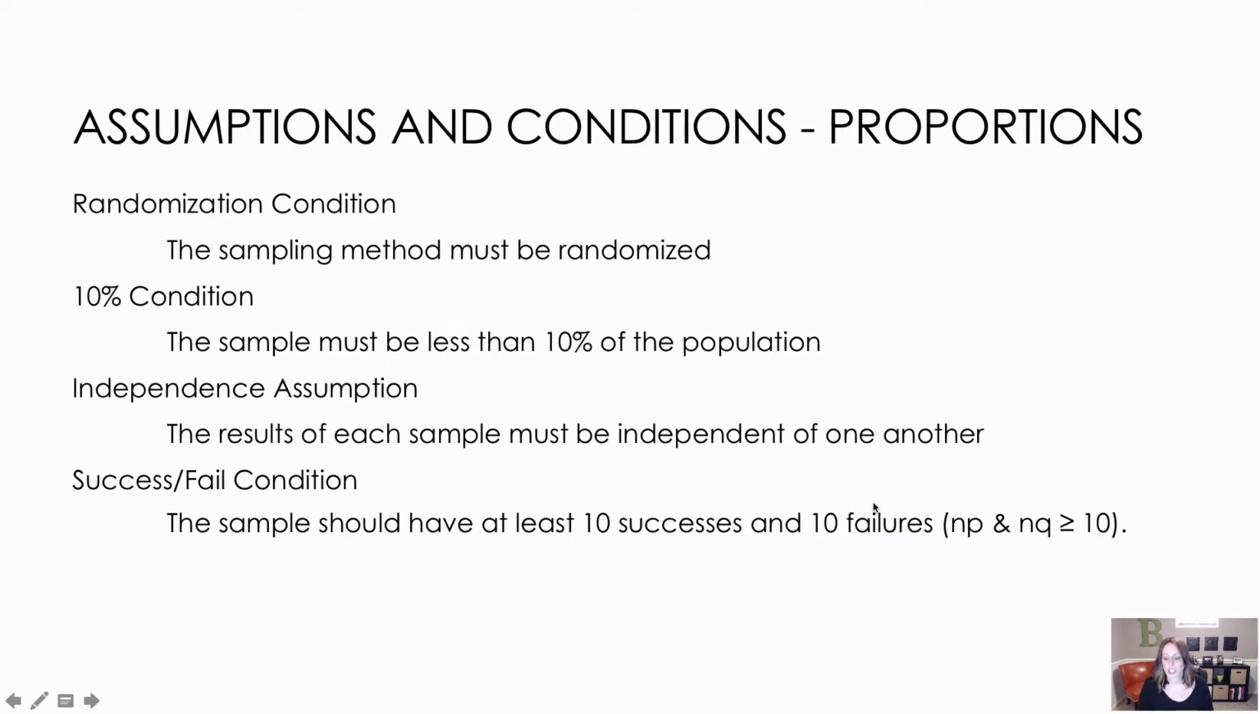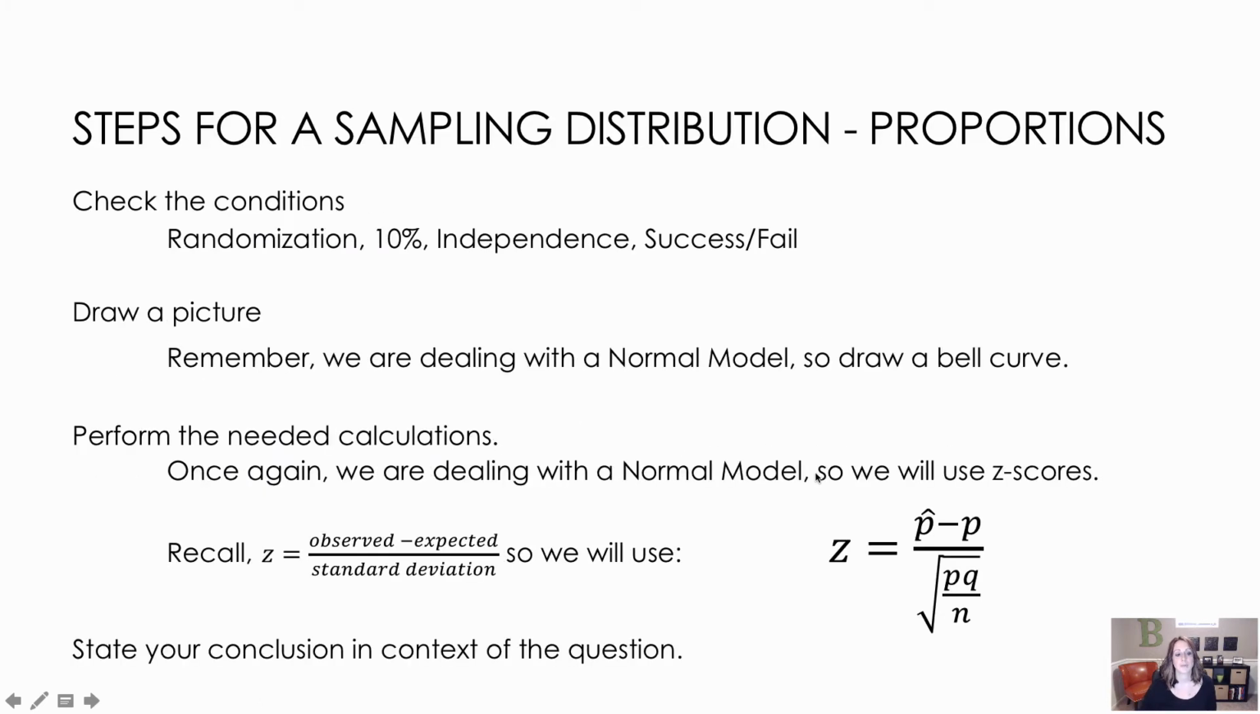Of course, we have to check our conditions first, and I want you to notice that this condition is the same, randomization. This condition is the same, 10%. This condition is the same, independence. The only one that's different is this used to be large enough, and now we're saying let's have at least 10 successes and at least 10 failures. Now to compute the number of successes and failures, if it isn't given in the question, we would just take n times p, n being the total number, times the probability of success, and then n times q, probability of failure, and both of those have to be at least 10. So really the same idea so far, just one different condition.